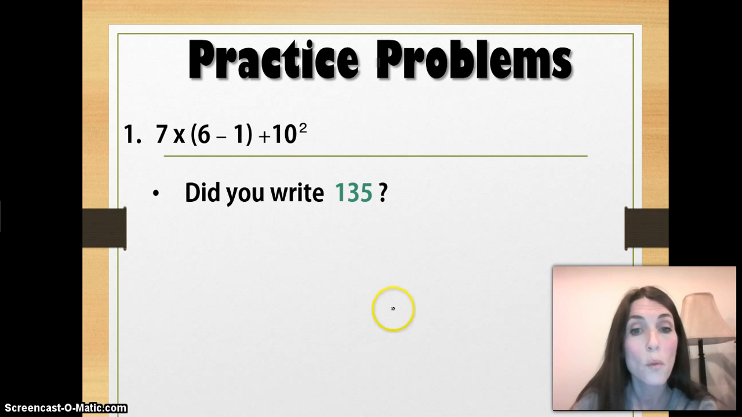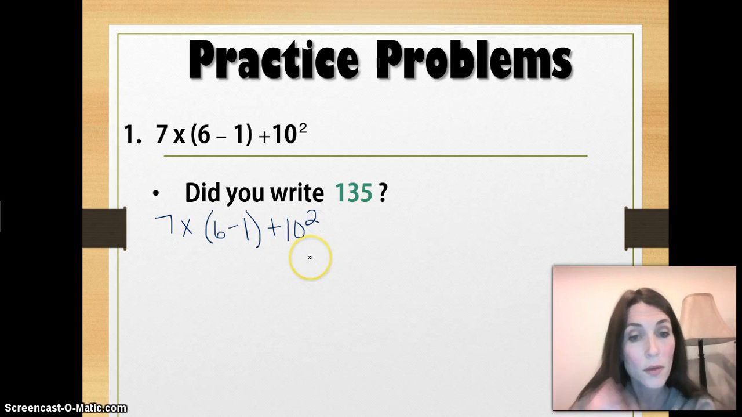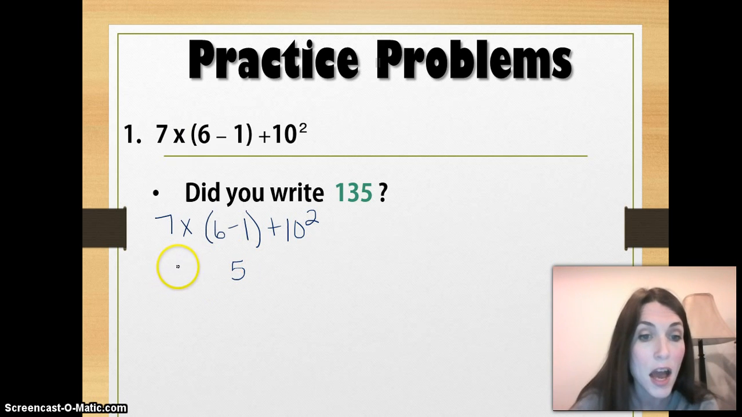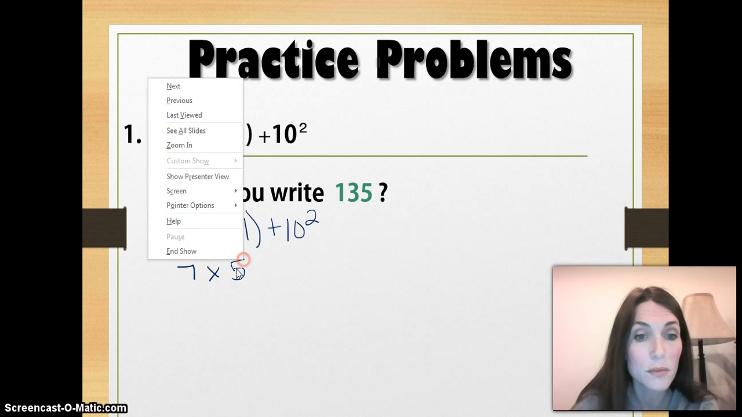Did you write 135? Well, let's talk about how we got that answer. So if we start with our original problem, we have 7 times 6 minus 1 in parentheses plus 10 to the second power. Okay, anything in brackets or parentheses, I have to do that operation first. So 6 minus 1 is 5. I'm going to rewrite the rest of my problem or expression.